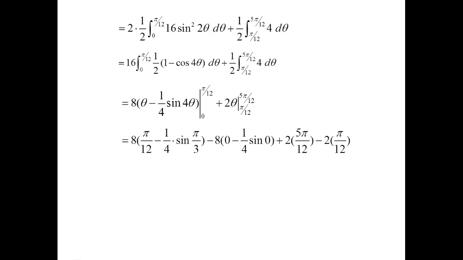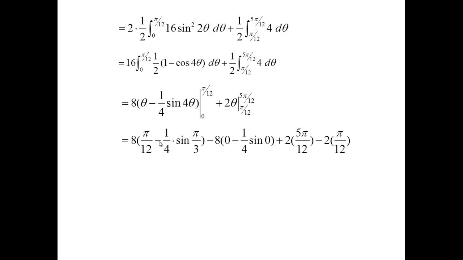As you could probably guess, I'm going to rip the 1/2 out front. 16 times 1/2 will give me an 8. And then doing the calculus, the antiderivative of 1 is theta. The antiderivative of cosine 4 theta is 1/4 sine 4 theta. We'll have to evaluate that from 0 to pi over 12. The antiderivative of 4 is 4 theta. 1/2 times 4 theta gives me 2 theta. So now cranking these through the fundamental theorem of calculus gives us this. It looks like a mess. Hopefully it'll clean up nicely.